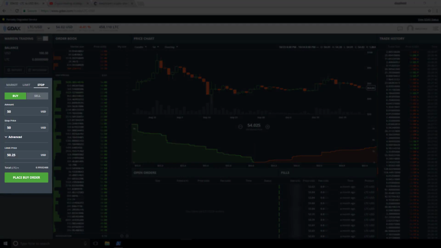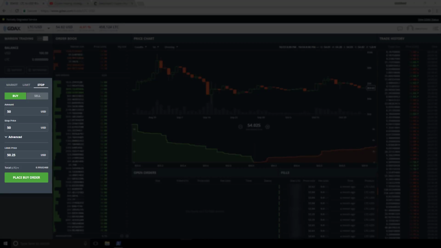If we look just to the left in the order entry panel, we can discuss this order and take a look at the parameters that have been configured. At the top, we have stop selected and the buy side selected. For our amount, we have $50 USD. For the stop price, we've chosen $50. That is below the current market price. The next thing we have is our limit price, and we chose $50.25. So $50.25 is going to be our limit.